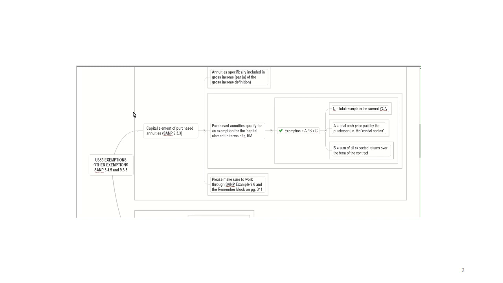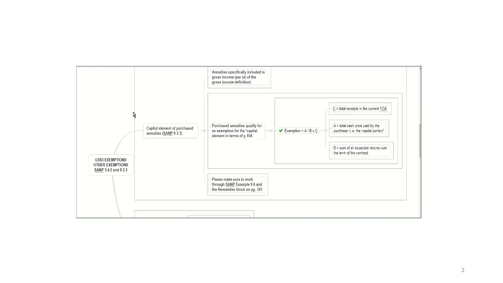Now, it's very important that you, when you look at the theory, pick up the following. Firstly, that not all annuities qualify for this exemption. It has to be purchased annuities, and it has to be purchased from an insurer. Also, it's only natural persons and their deceased estates and insolvent estates that can qualify for this. So companies, for example, cannot qualify for this exemption. So it's natural persons, and if they purchase it from an insurer.